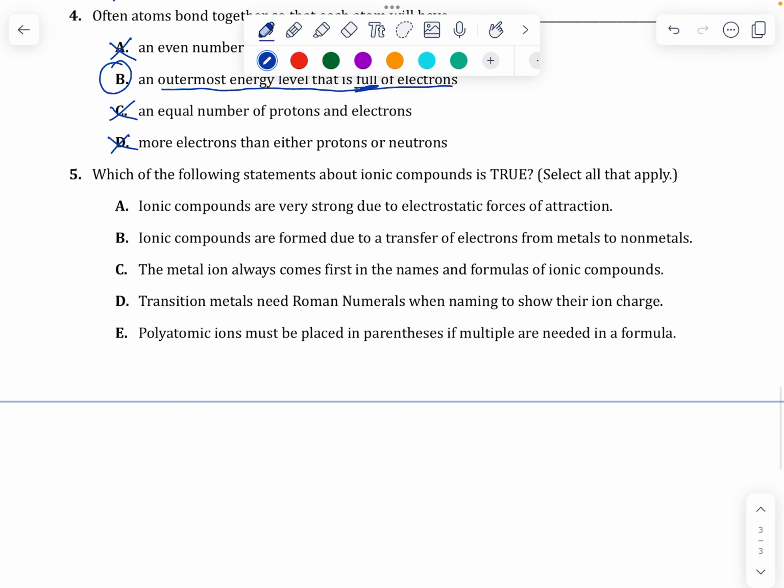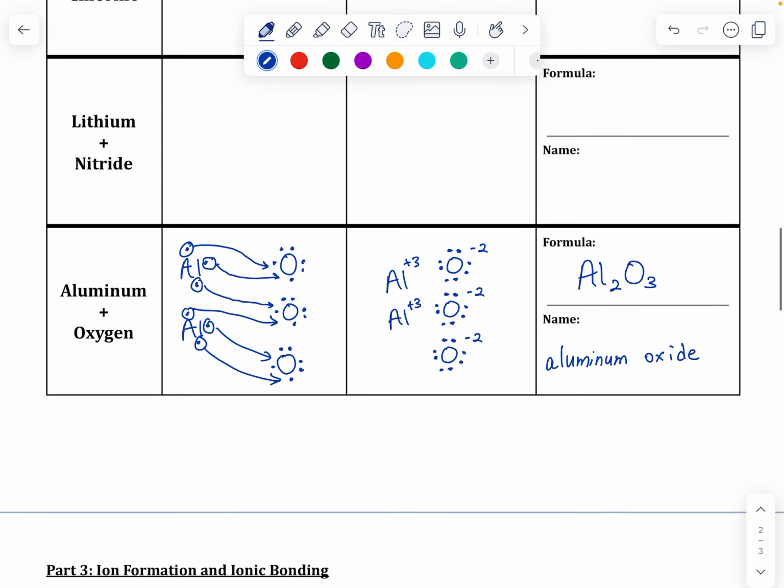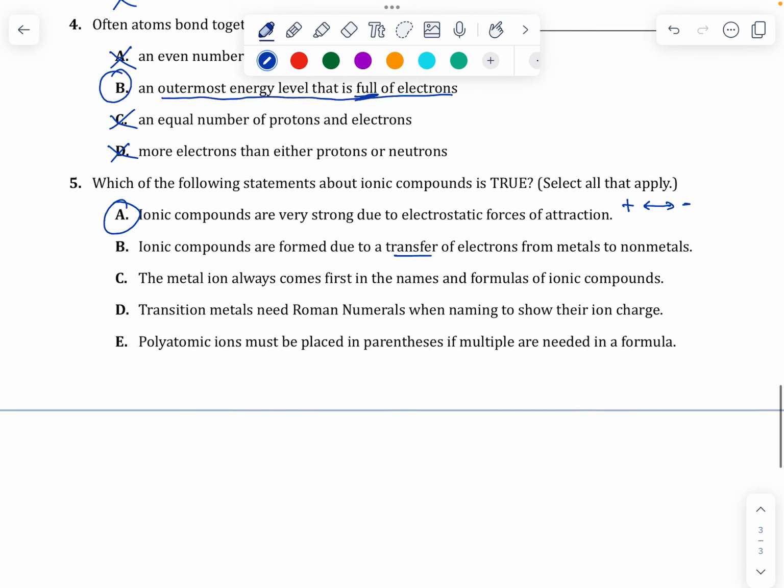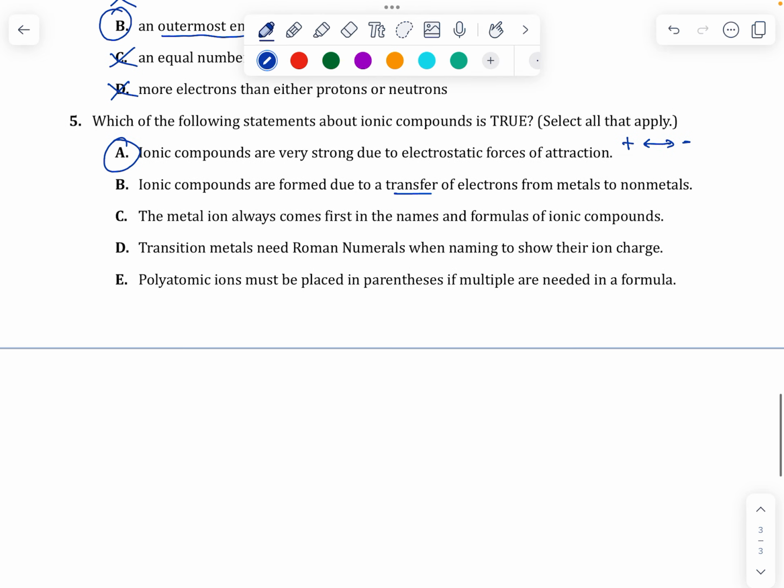And last but not least, which of the following statements about ionic compounds is true? Select all that apply. Ionic compounds are very strong due to electrostatic forces of attraction, right? The positive and the negative really like to be held together, so they have a strong force there, so that's true. They're formed due to a transfer of electrons, right? And we showed that up here, transferring electrons from metal to nonmetal, so that is true.